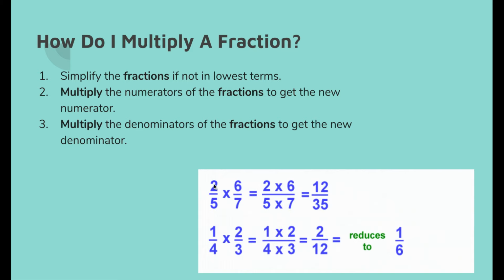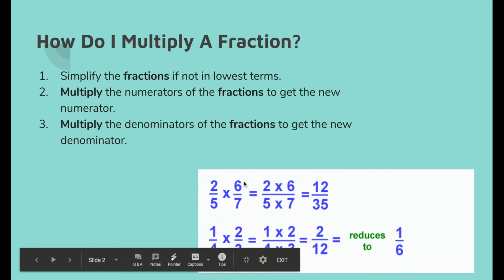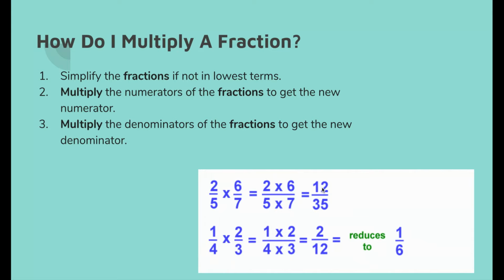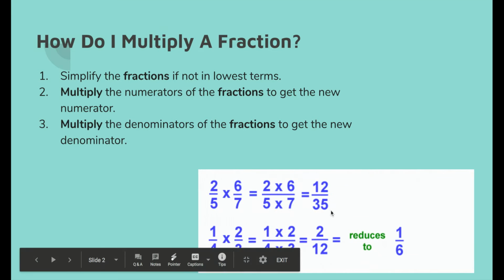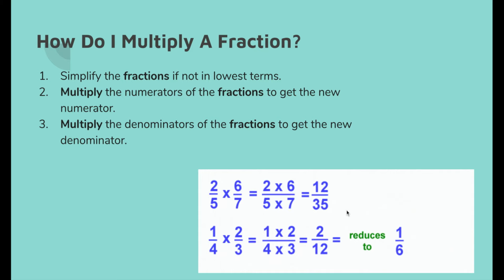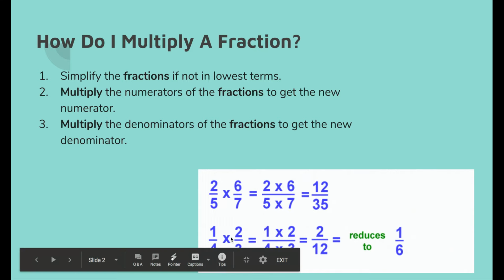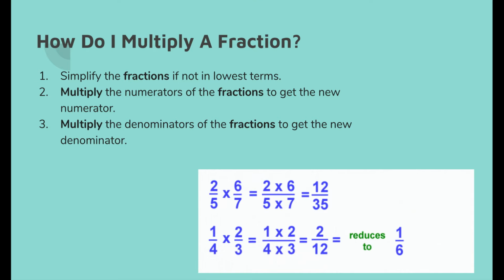So, we have 2/5 times 6/7, and all you're going to do is the same thing. 2 times 6, which is what they have right here, equals 12. 5 times 7 equals 35. Same thing down here. We have 1/4 times 2/3, and I'm going to multiply that straight across. 1 times 2 equals 2. And then I have 4 times 3 equals 12.